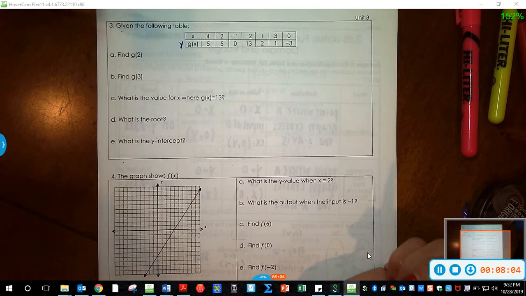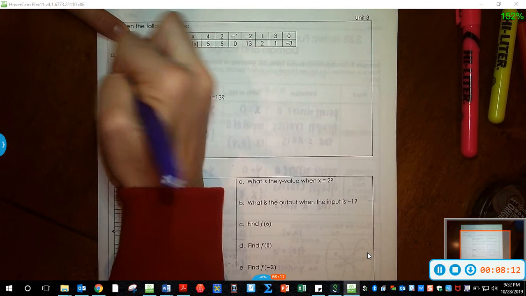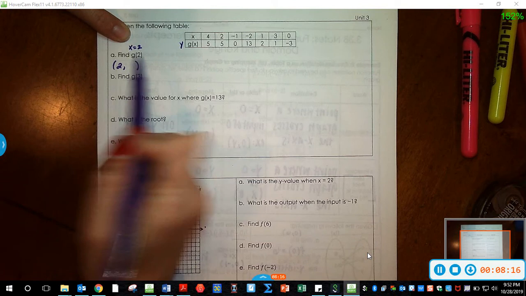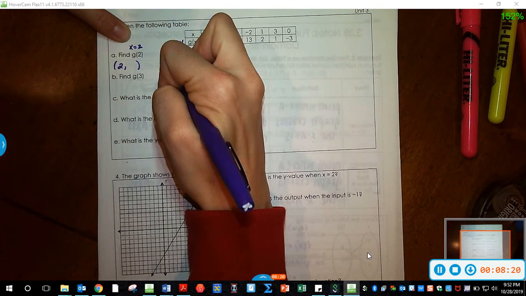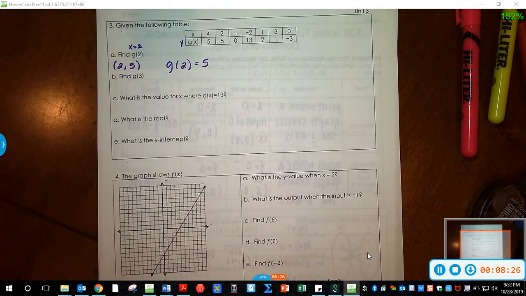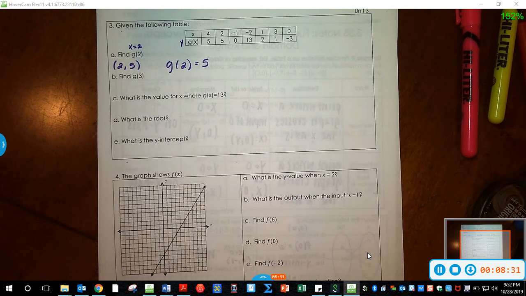So g of 2 is really saying when your x equals 2, what's your y? So I go to where my x equals 2. So g of 2 equals 5. So when I have an x of 2, my y is 5.